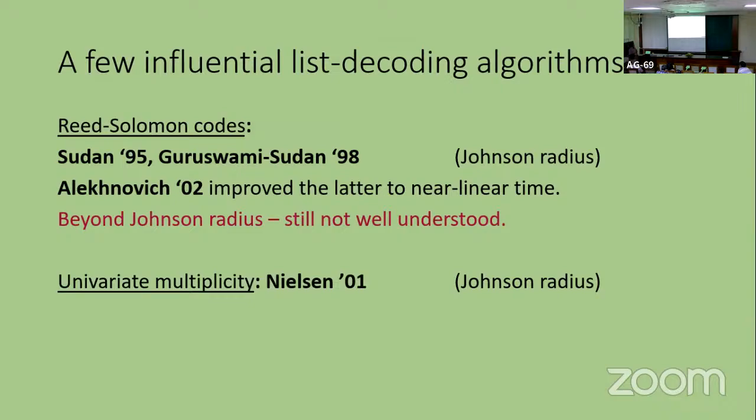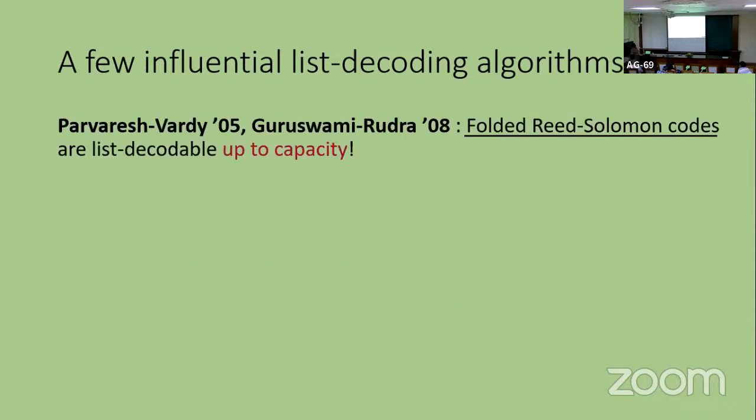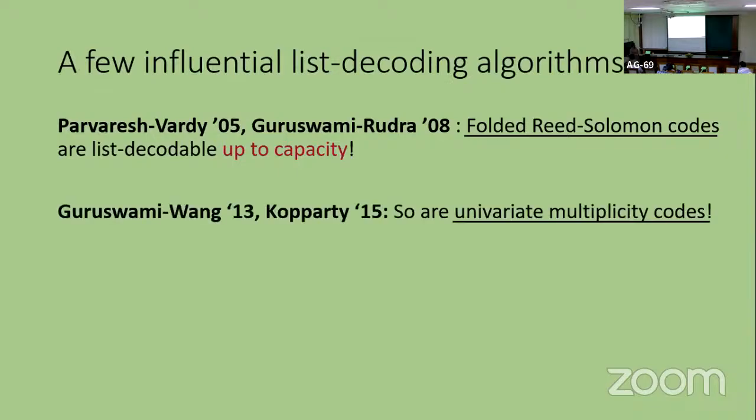For univariate multiplicity codes, Nielsen gave an algorithm, again going up to the Johnson radius. But there are a couple of other variants of Reed-Solomon codes that can be decoded up to capacity, and we do have algorithms for this. The first is folded Reed-Solomon codes. That's all I'll be saying about it. But so are univariate multiplicity codes. The algorithm is due to Guruswami and Wang, and an independent but spiritually similar one was given by Kopparty.